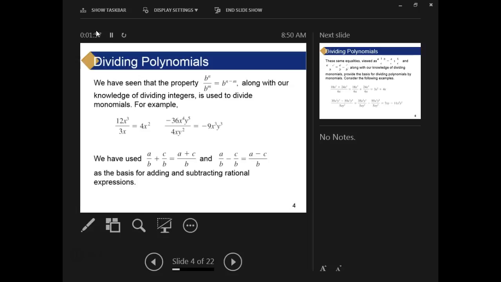Along with our knowledge of dividing integers, we can use those two concepts to divide monomials. So what would you do with one like this? Frankly, I like to start with the numerical part. What would 12 divided by 3 give you? 4. Okay, you got that part. And then the next part, x cubed divided by x. x squared. How did I know that?